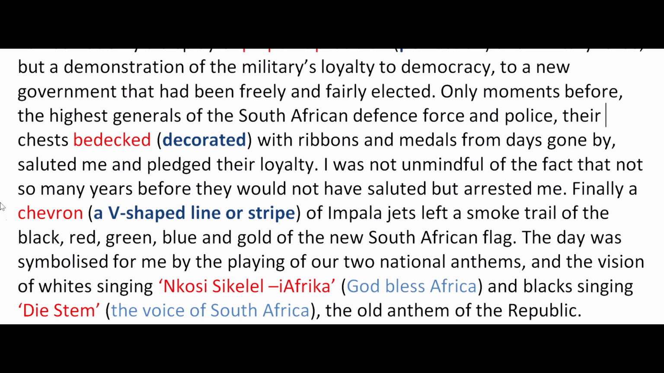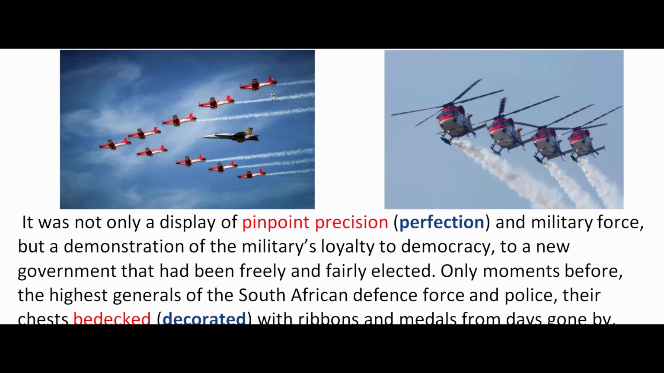Finally, a chevron. Chevron here means a V-shaped line or strip. As in this picture, you can see these planes have formed a chevron shape, a V shape.